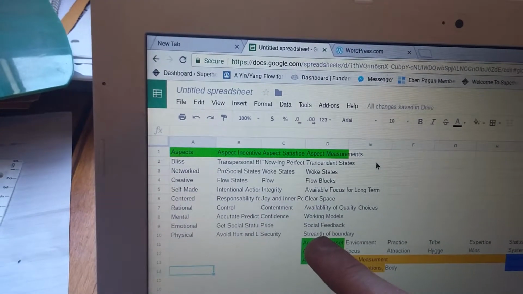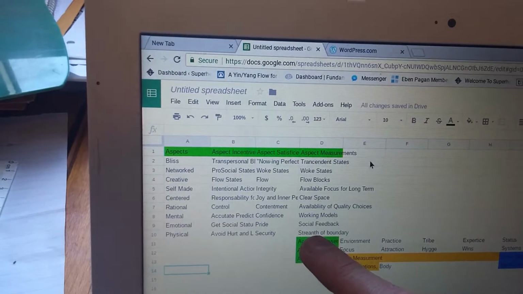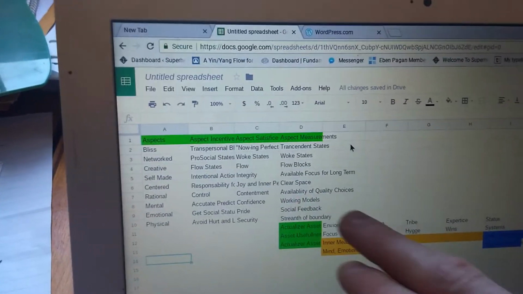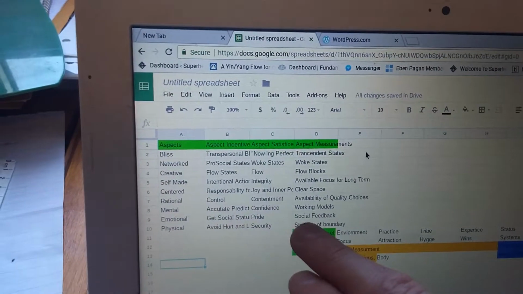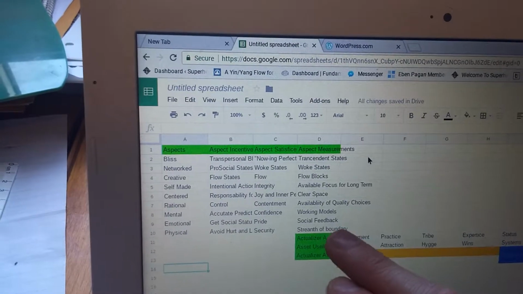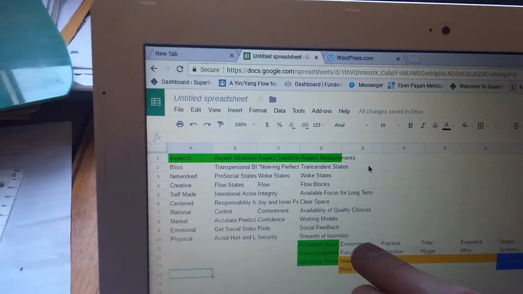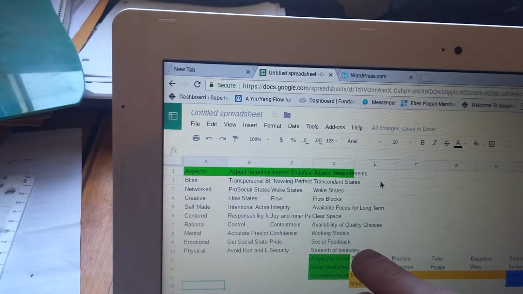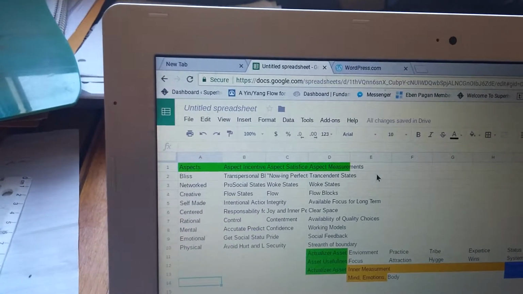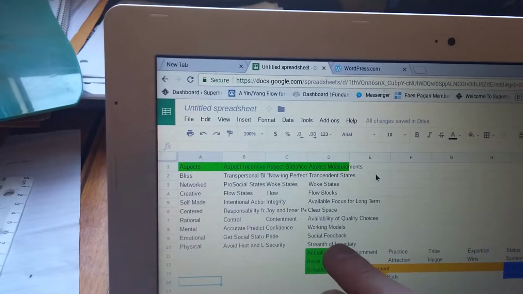So essentially what we're going for is we have to measure how strong is our boundary. How strong is our internal boundary? If we have our environment, how strong is the strength of our environmental boundary? That will tell us how secure we feel in our environment, and it'll tell us how online the physical self is.